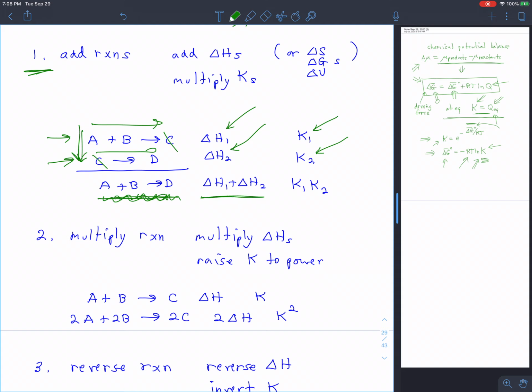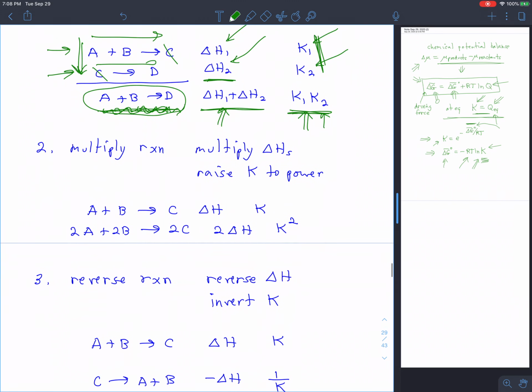After we've added these 2 reactions together, well, it turns out that rule number 1 is that the delta H for the sum of 2 reactions is the sum of the delta H's for those reactions. That sort of seems intuitively reasonable. For the equilibrium constants, though, the rule is that the equilibrium constant for the overall reaction is the product. You multiply the 2 equilibrium constants together. You don't add them. Adding them will give you a totally wrong result. Always multiply equilibrium constants. So that's rule number 1.